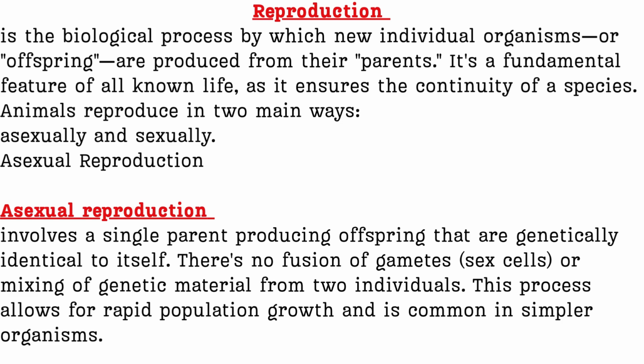This process allows for rapid population growth and it is common in simpler organisms. Means in humans asexual reproduction won't take place, it will take place in some lower animals. In higher animals or in human beings this type of reproduction won't take place.